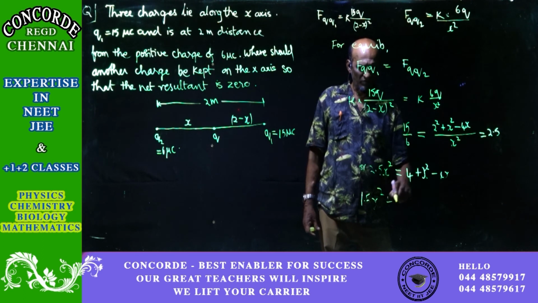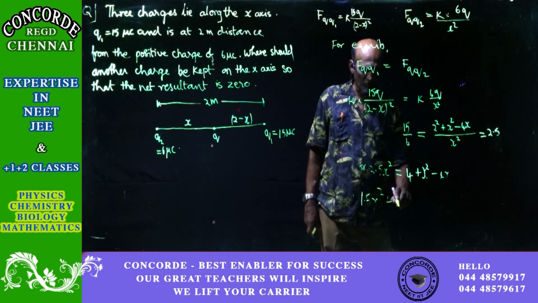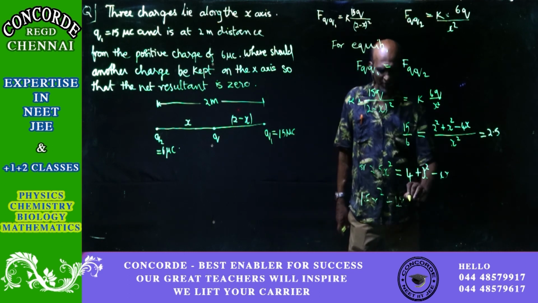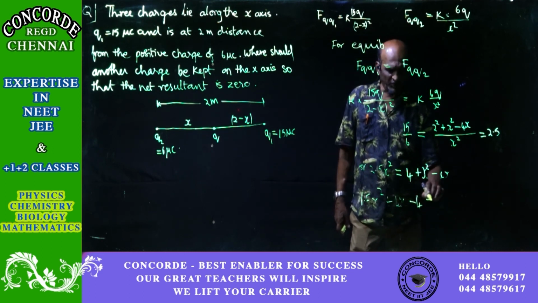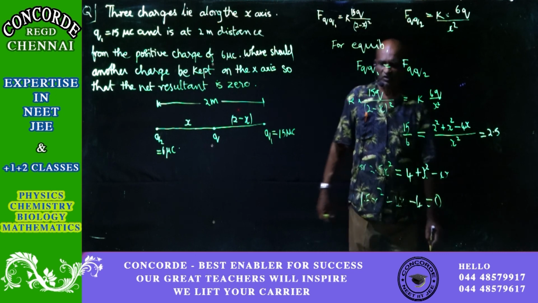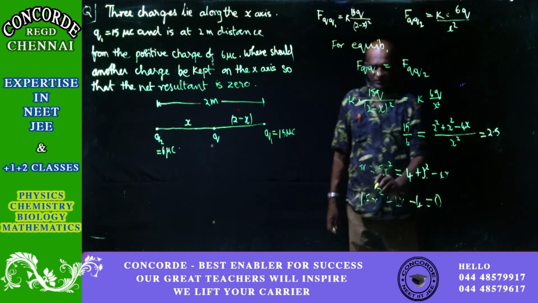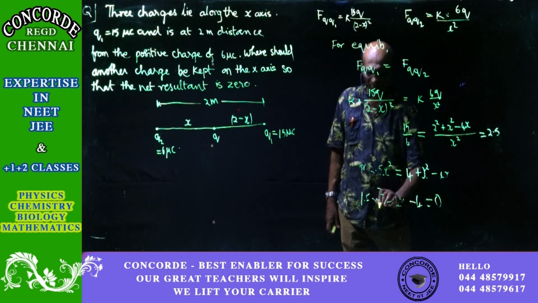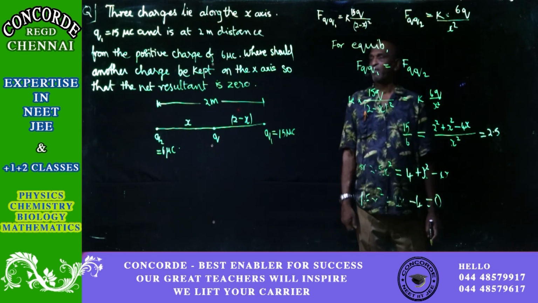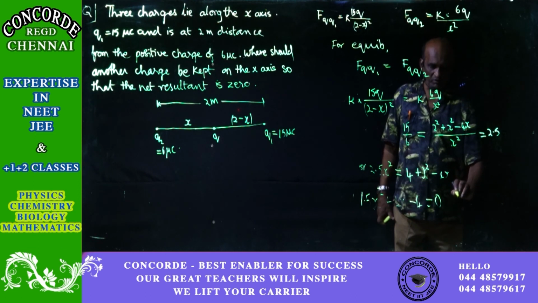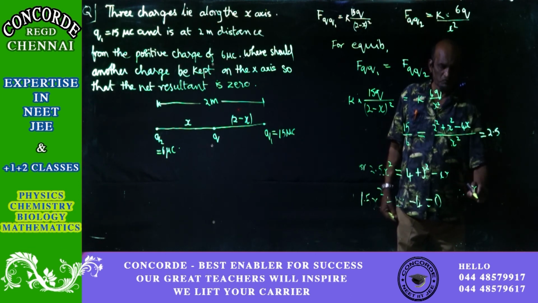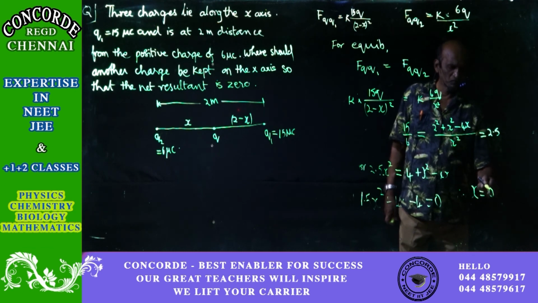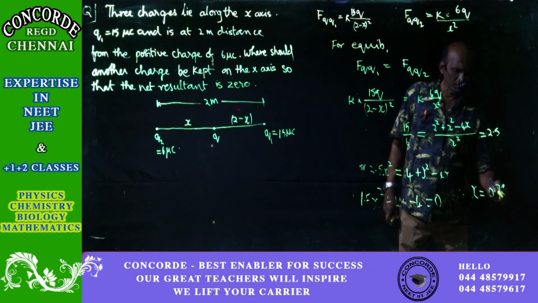Then plus 4x, that 4x coming this side, 4x. Then we have got minus 4 is equal to 0. It is a quadratic equation in x. When you simplify, you will find that the value of x is equal to 0.78 meters.